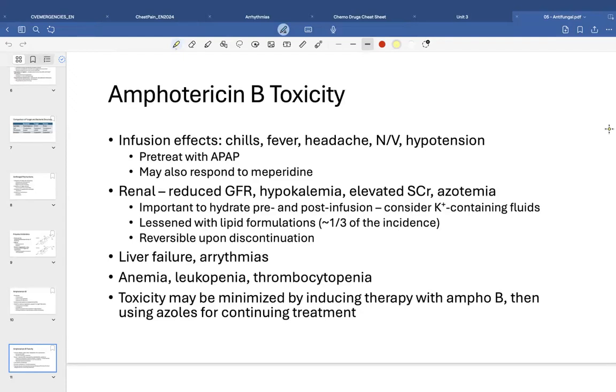Other side effects include bone marrow suppression, liver failure, and arrhythmias. Sometimes when you have a really bad infection that may require a week or more of therapy, some centers will start out with amphotericin B for induction, maybe for the first couple of days, and then step down to a less toxic azole antifungal for continuing treatment. But really, amphotericin B, we think of it as our big gun for severe fungal infections.